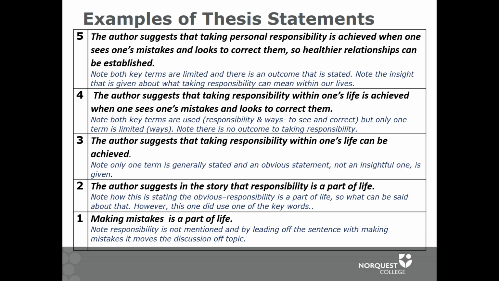A 2 out of a 5 would be: the author suggests in the story that responsibility is a part of life. Note how this is stating the obvious. Definitely responsibility is a part of our life. It has nothing to do with defining ways. It does not define what that responsibility looks like at all. So this is really a 2 out of a 5. And notice a 1: making mistakes is a part of life. Here responsibility isn't even used. The potential, because it starts off with making mistakes, is that the topic will be about mistakes and not about responsibility. I hope this helps you in working through your thesis statements.